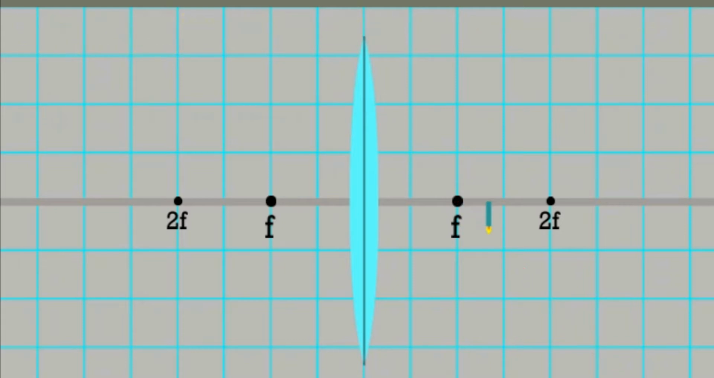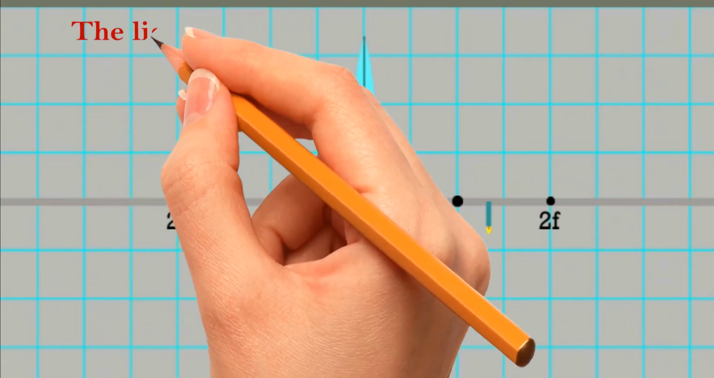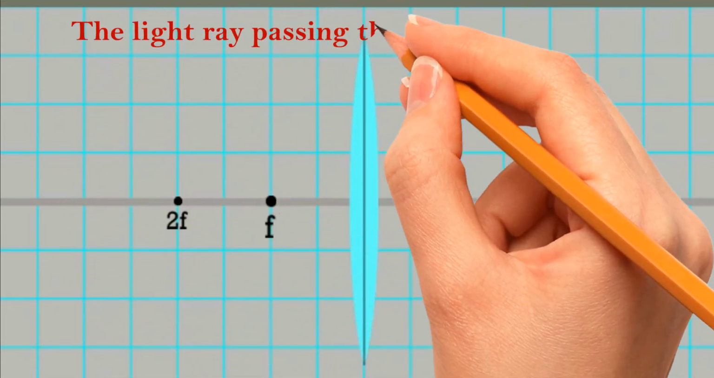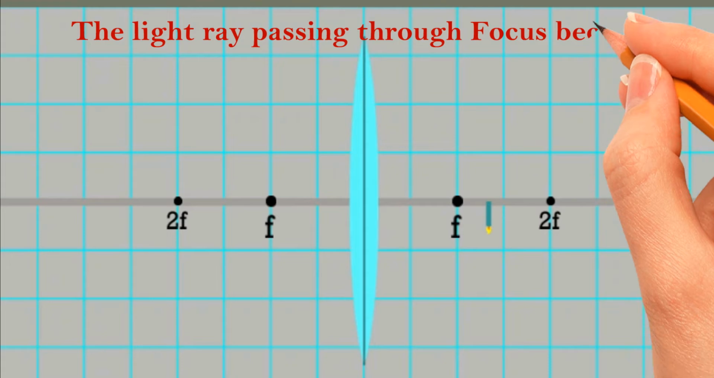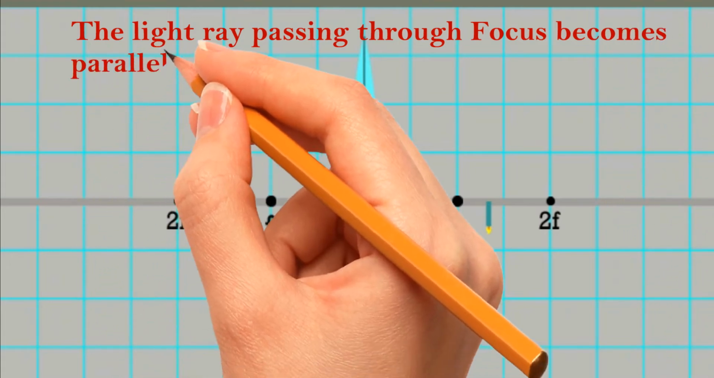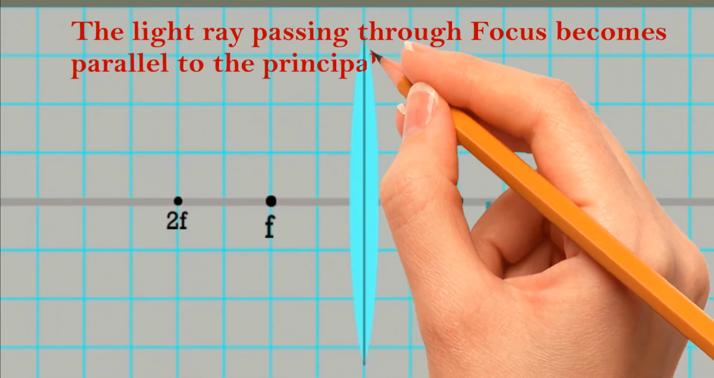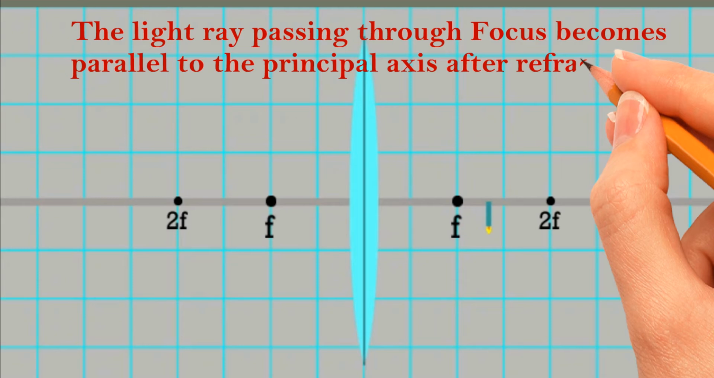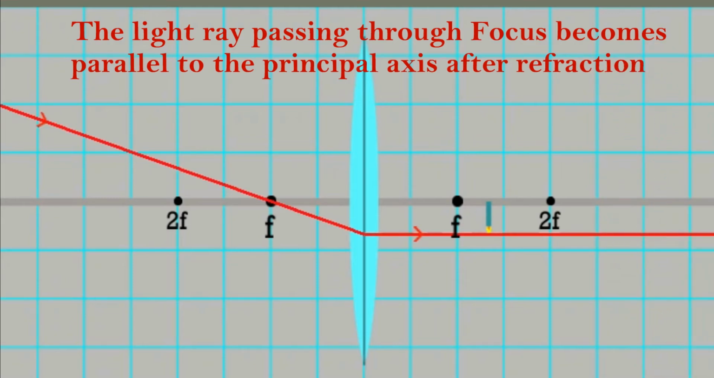The second basic ray diagram is if the light passes through focus, after refraction, it becomes parallel to the principal axis. See here. So this is the light ray which is passing through the focus. So after refraction, it becomes parallel to the principal axis. So this is the second basic ray diagram.